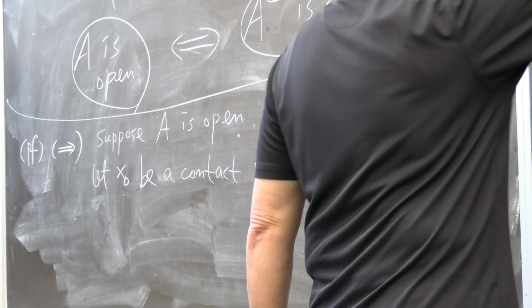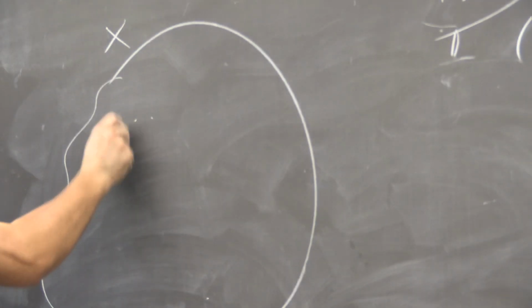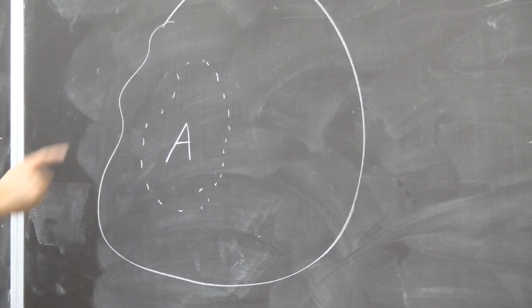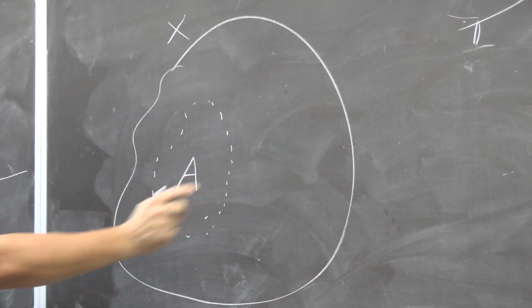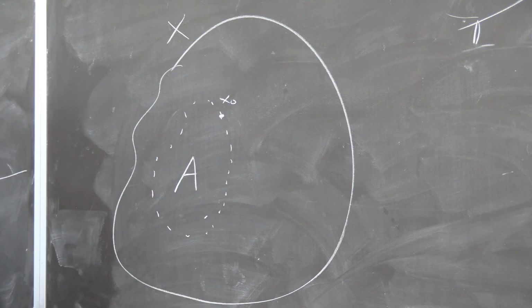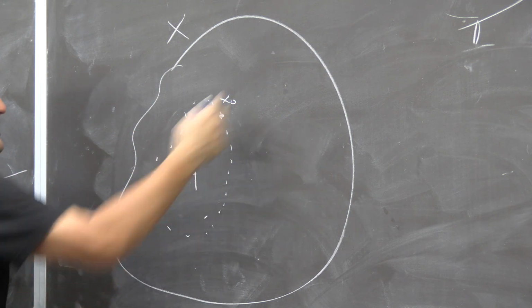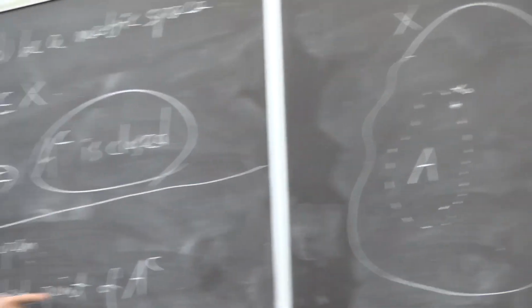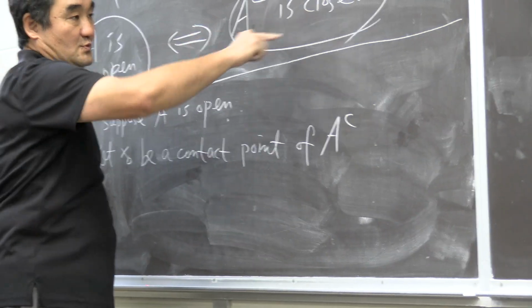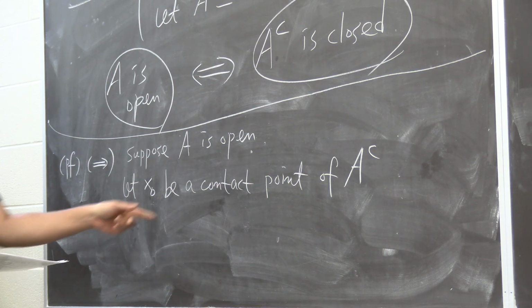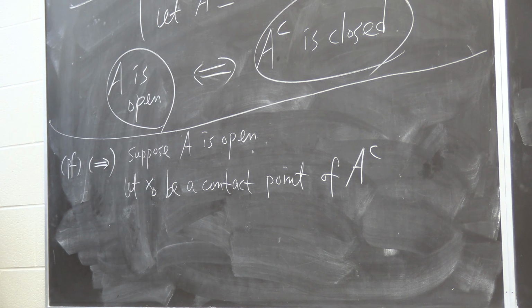Here is the whole metric space X, and we have an open set A on it. Then we must show its complement, which is outside of A, is closed. For that purpose, we take a contact point x naught of A complement, and we show that x naught is also in A complement. That's what we want to show. Because x naught is an arbitrary contact point of A complement, it proves the closedness of A complement. Then let's use the definition of the contact point.